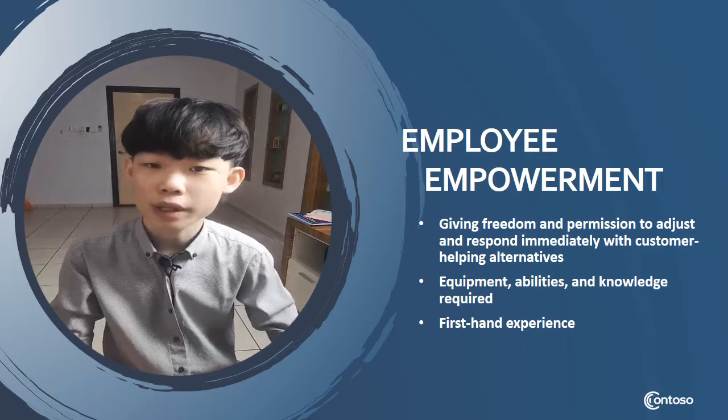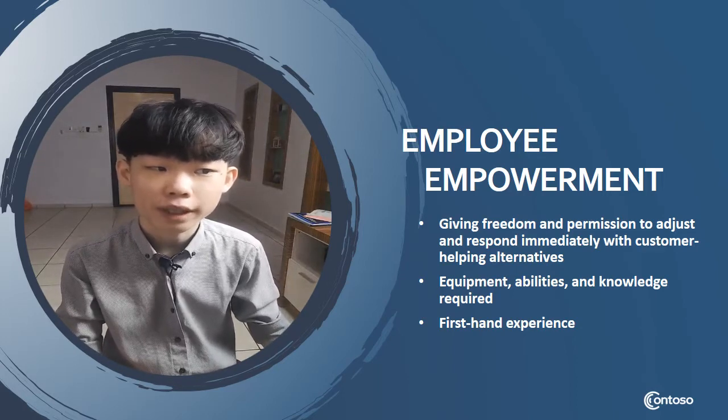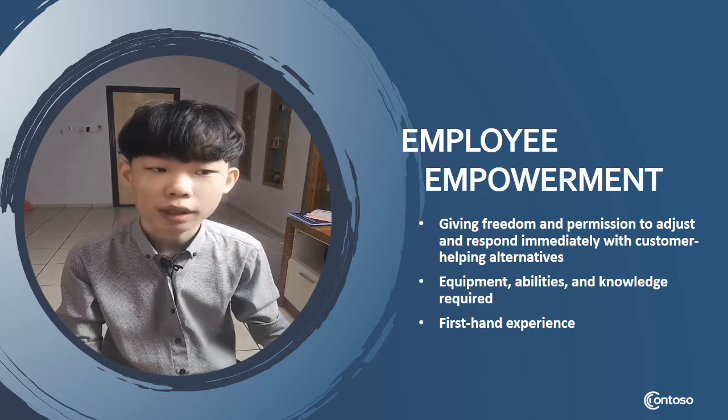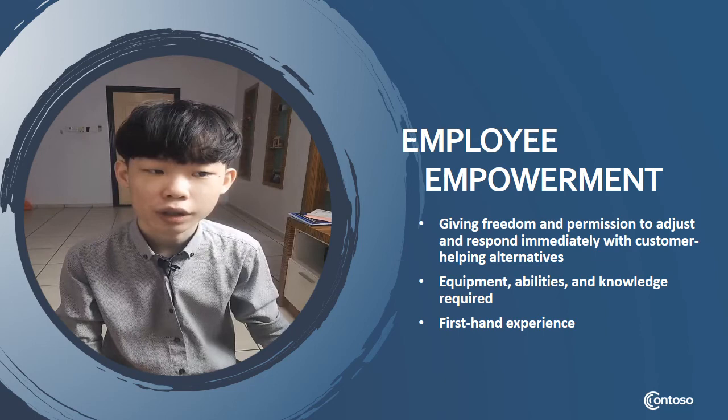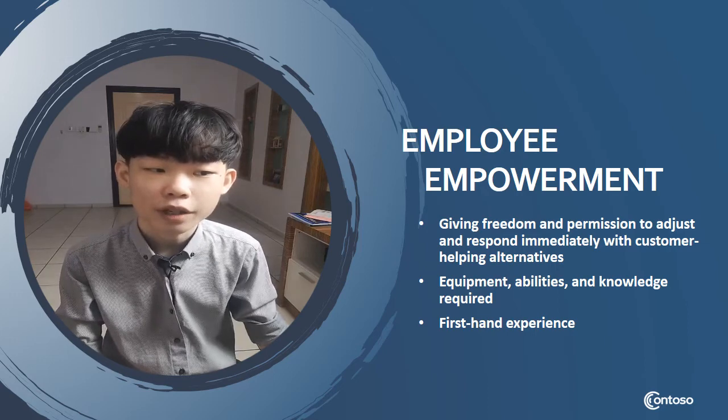The second point is employee empowerment. Empowerment is about giving employees the freedom and permission to adjust and respond immediately with customer-helping alternatives. Empowerment necessitates that corporate decision makers share knowledge, resources, and authority with workers so that they make choices and solve issues on the spot. Hence, management must guarantee that their employees have the equipment, abilities, and knowledge required to eliminate as much rework and waste as possible.